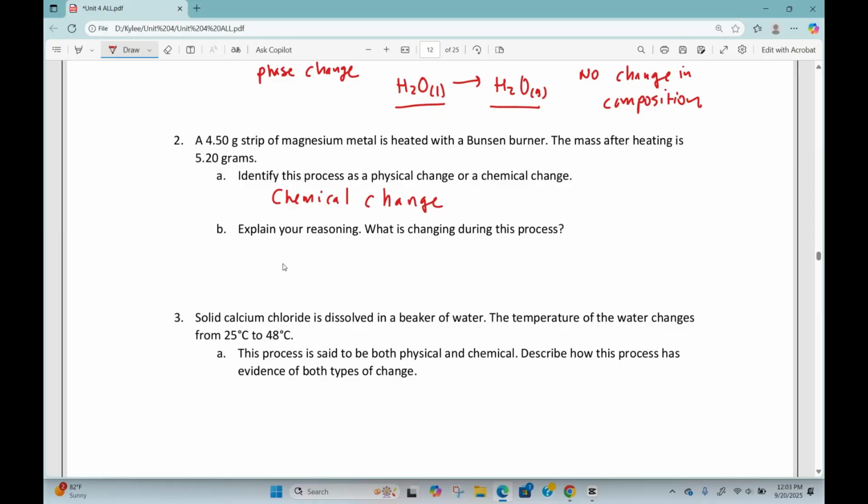The other thing that is interesting is when you burn things, you're actually reacting them with oxygen. And so that is the reason why this gets heavier, because we're adding oxygen. This is actually a synthesis reaction. And so I am creating new substances. So a new substance is formed, and that's what would classify this as a chemical process.